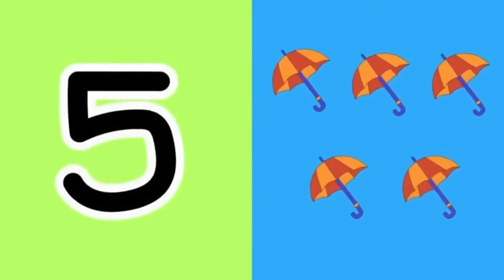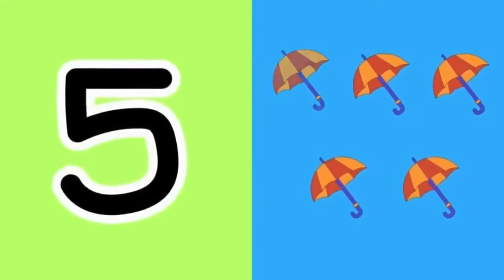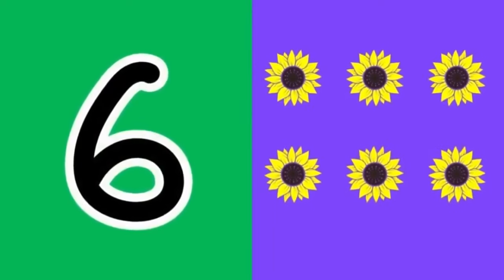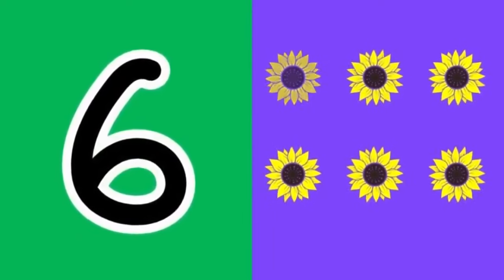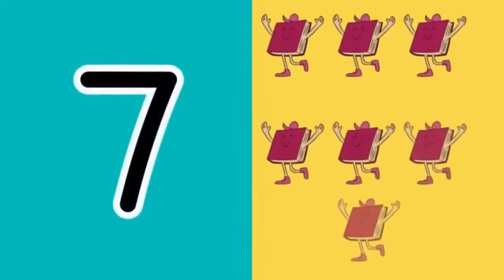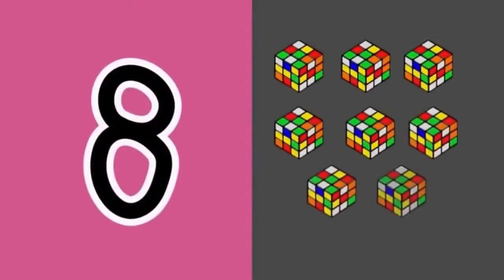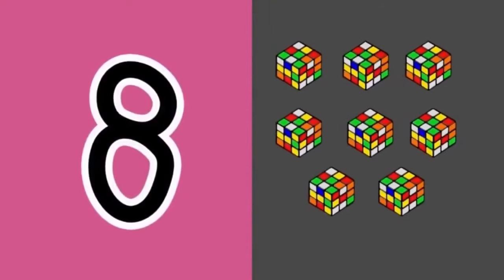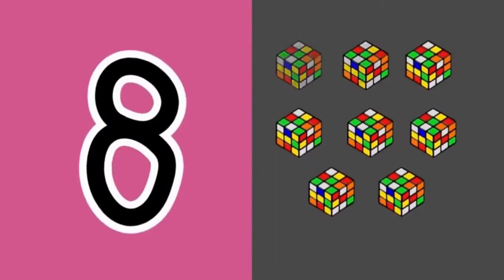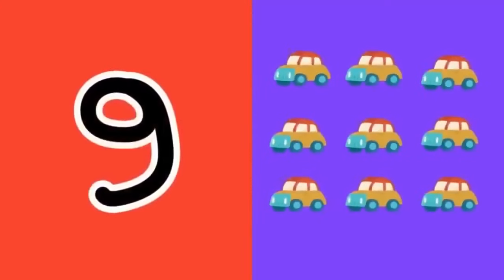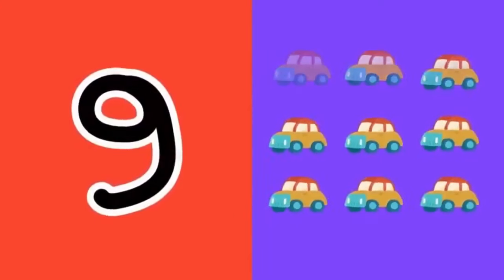Five umbrella. Five umbrella. Six sunflowers. Six sunflowers. Seven books. Seven books. Eight Rubik cubes. Eight Rubik cubes. Nine cars. Nine cars.